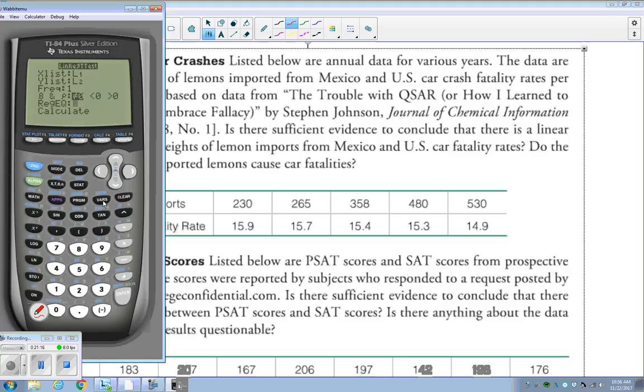So you're going to go to vars, cursor over to Y vars, choose number 1 for function, and then once you get to your function screen, choose number 1 for Y1.